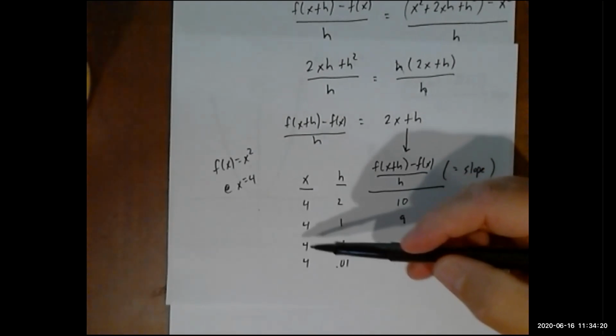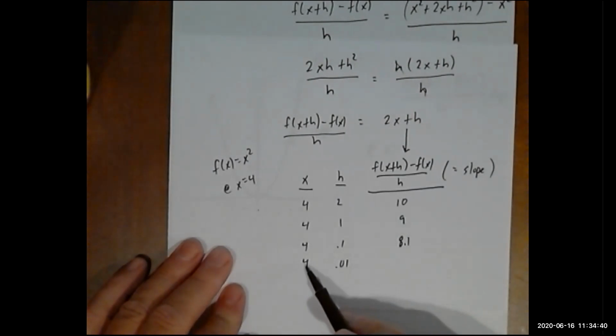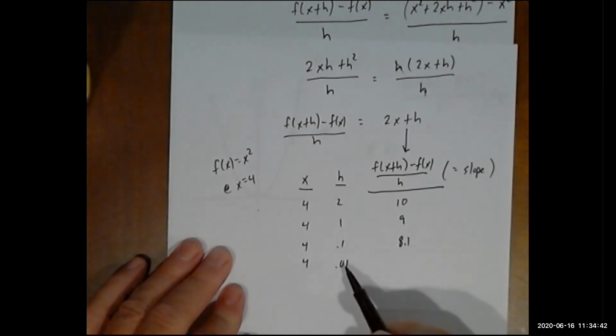Now what happens as h goes from 1 to 0.1? It gets a lot smaller. So I plug in 4 for x, I plug in 0.1 for h, and I end up with 8.1. So once again, it looks like the slope, my estimate, keeps dropping. And finally, if I do the same thing where x is 4 and h is really small, 0.01, this ends up equaling 8.01.